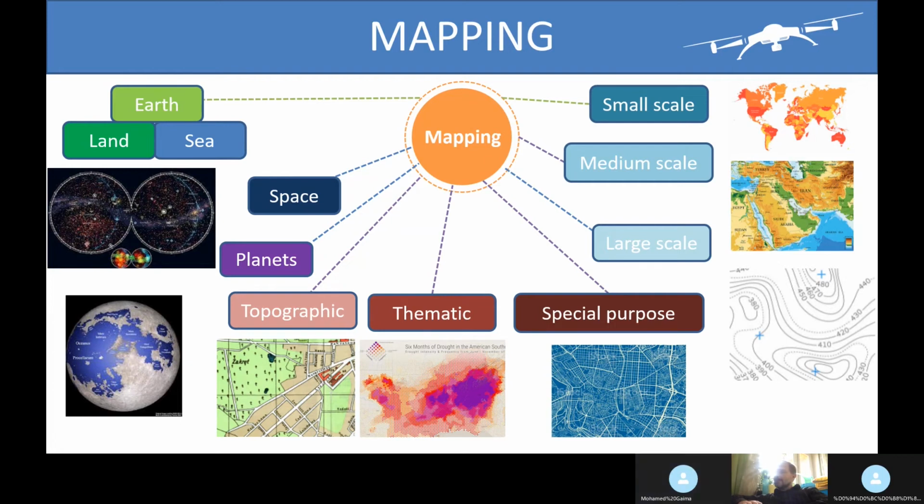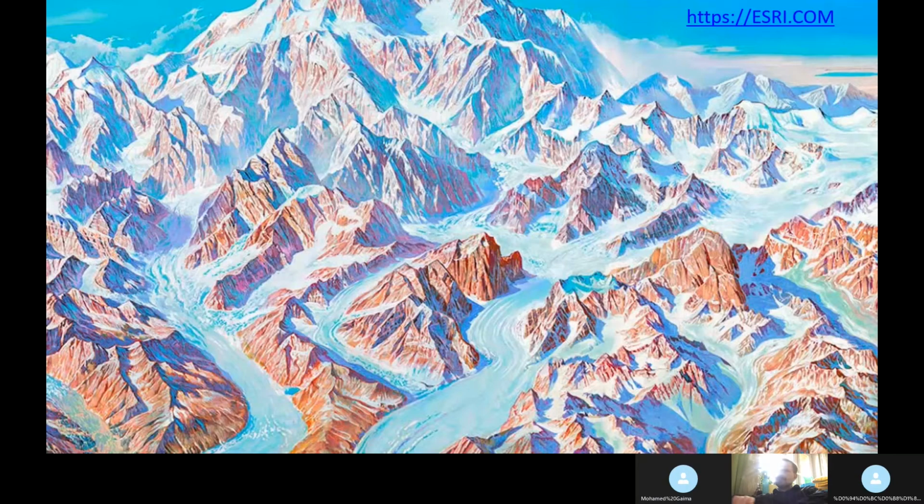very good understanding of all features on the Earth, contour lines, and every feature in very good resolution. And here we are going to the end of our today presentation.